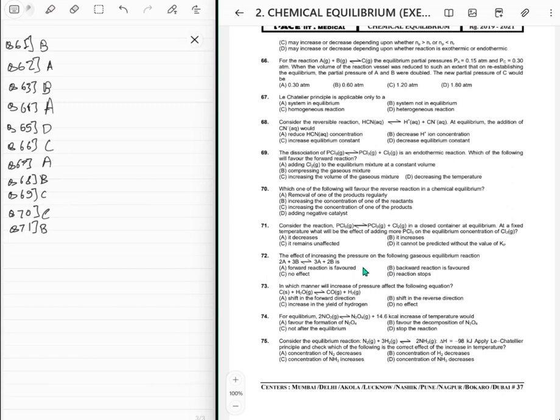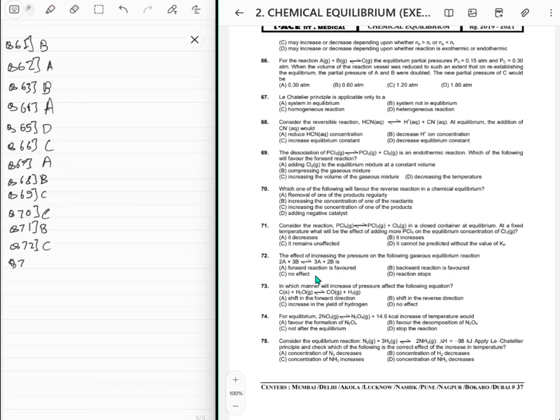The effect of increasing the pressure on the following gaseous equilibrium reaction. So 2 plus 3, 5, and this is also 2 plus 3. So it remains unaffected, right? Essentially it's just B going to A, but in a more complicated fashion. So it's got no effect on it. So increasing the pressure, right? So C.